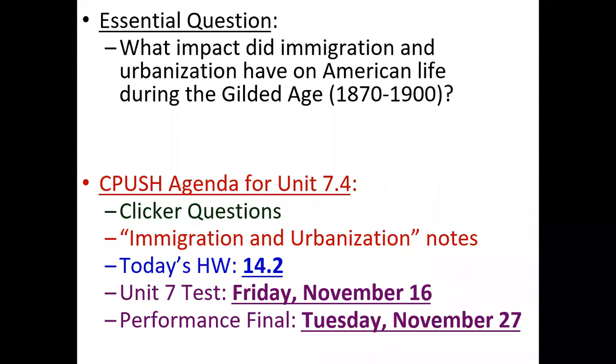All right, so we're going to be looking at the impact of immigration and urbanization on American life during the Gilded Age, because a lot of important things happened during this time. A lot of people were moving into this country, so we need to talk about why and what they were looking for and the reality of their situation as they came to America during the latter half of the 19th century.